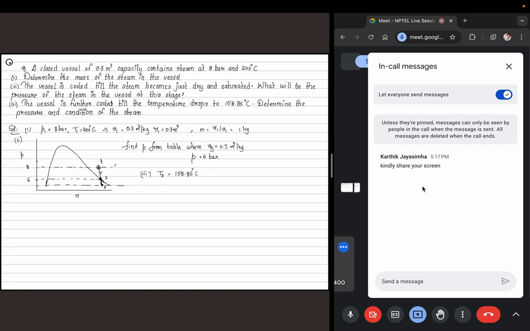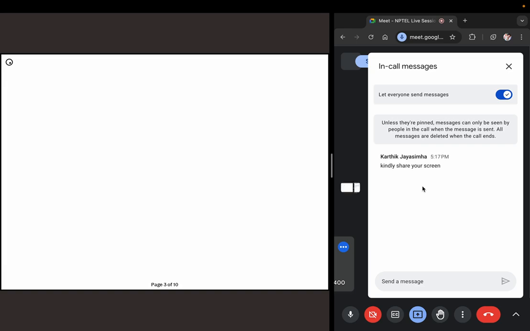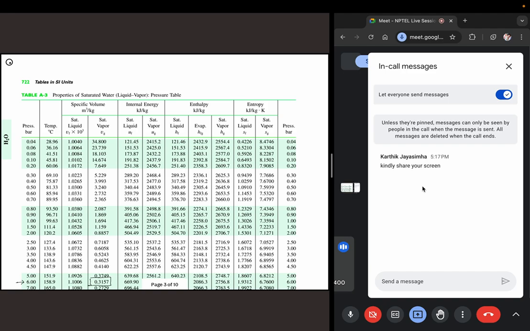So you look up in the saturated temperature region. So you look up the pressure table and just write it down. So find P from pressure table, where your saturated temperature is equal to T3. So if you look up the saturated temperature table, you need a value close to 158.85. That is again close to 6 bar. So you're still within the same pressure.